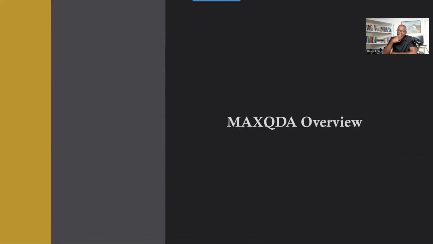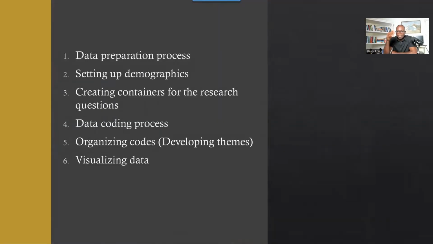So now we move on to MAXQDA. These are the things I'm going to talk about. I'm going to show you how to prepare your data, the data preparation process. Secondly, I'm going to talk about setting up your demographics. Third is creating containers for your research question. And the fourth is coding your data, right? What is the data coding process? And then I move on to how to categorize your codes and develop themes. And lastly, a lot of ways of developing visual presentations, so we can try some of them and then explore which one may be significant for you.